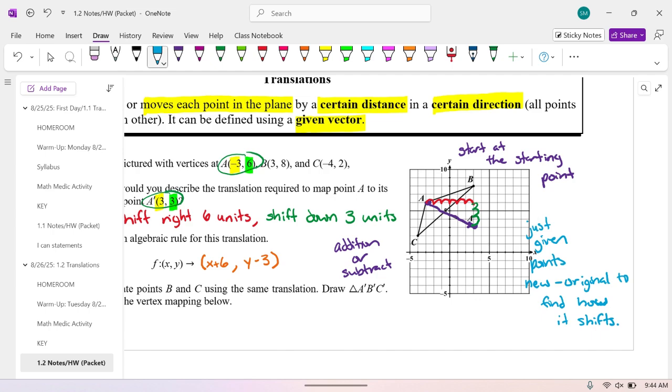Now, I know you guys can graph the points. Does anyone need to see me actually graph the points? Speak now, forever hold your peace. All right. So if this was on a test, you would also have to graph B prime and C prime, figure those points out. But all you would do is just go to their respective starting points, shift to the right 6, go down 3, and label it accordingly.